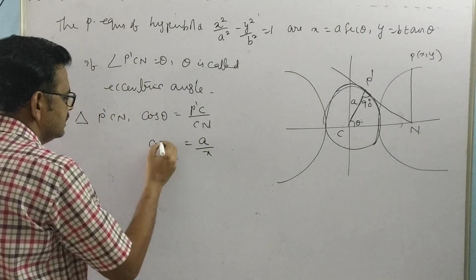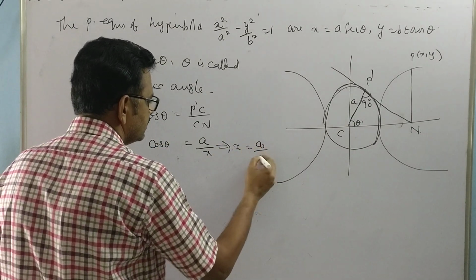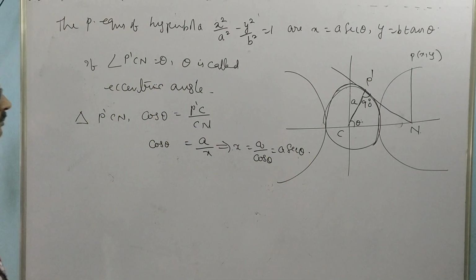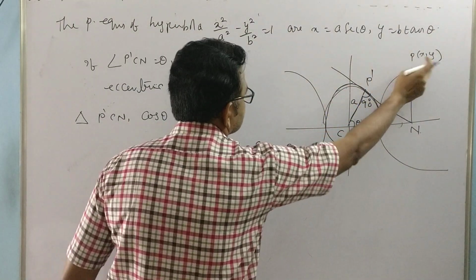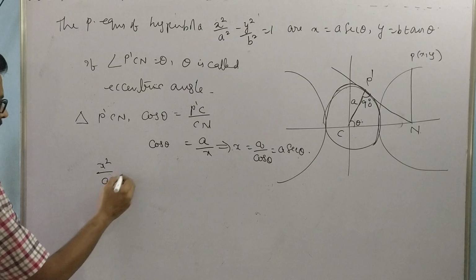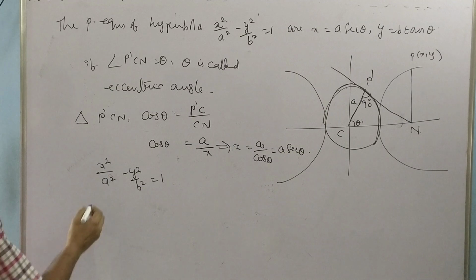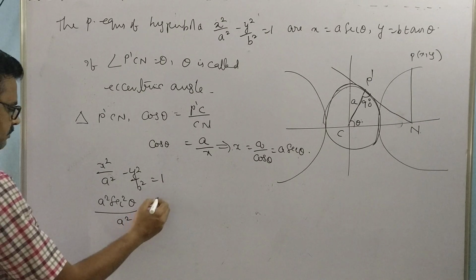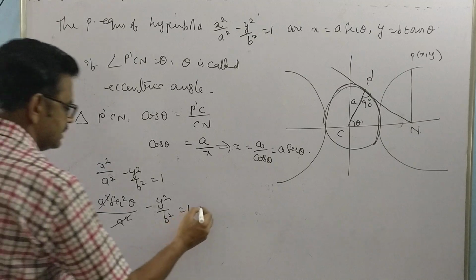So cos theta is equal to x by a, which implies x is equal to a by cos theta, that is equal to a secant theta. So x equal to a secant theta. Now x, y lies on the hyperbola. So x square by a square minus y square by b square equal to 1. Where x square is a square secant square theta by a square minus y square by b square equal to 1. So these two get cancelled.